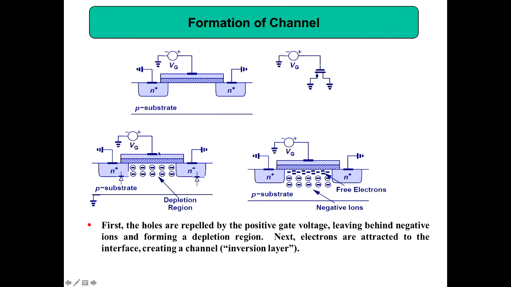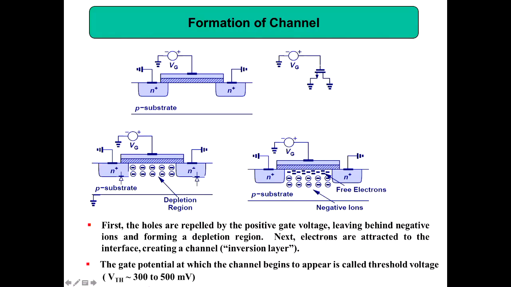When you slowly increase the positive charge, you leave behind negative ions, forming a depletion region initially. Next, electrons are attracted to the interface from the P region and N plus regions, creating a channel. We call it an inversion layer. Sometimes people use inversion layer to mean you are getting a channel made of electrons in the P substrate. So that's the reason we call it an inversion layer. It is not made of holes, but made of electrons.